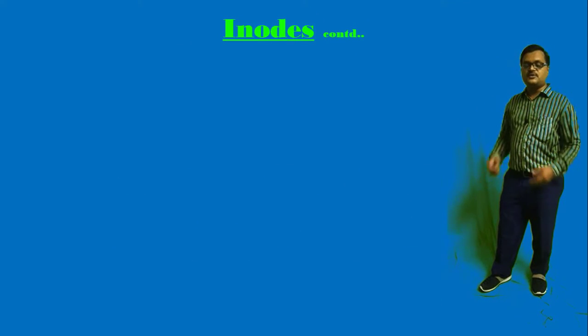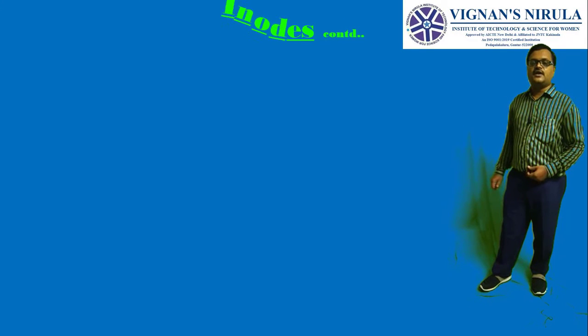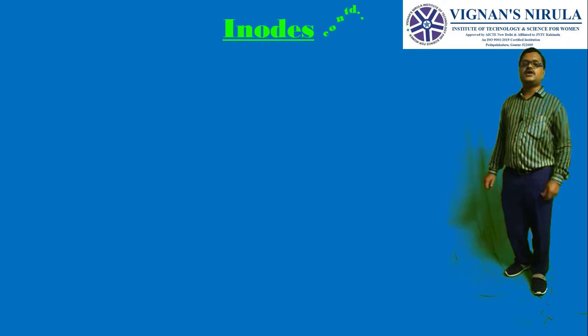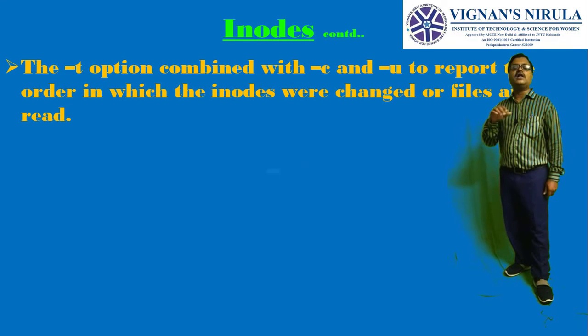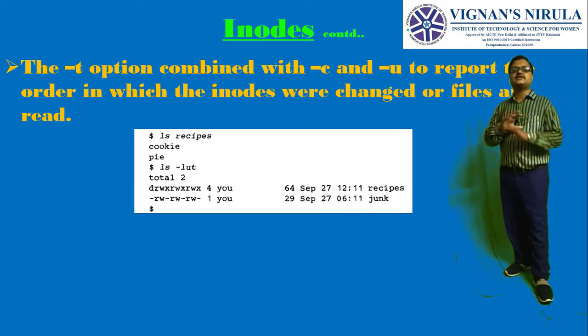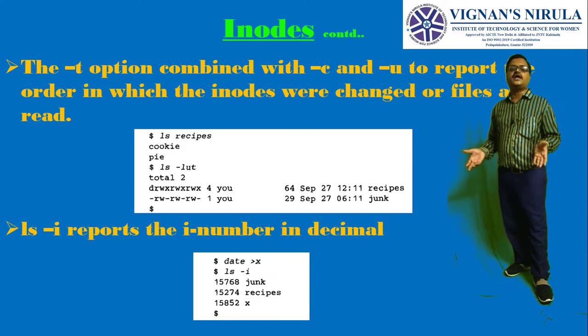After that, suppose we change the permission, what is the effect? That also can be seen. After that, we will see how to check the inode of a file. The inode of a file can be checked using the command ls -i. In this way, we will get the details of all the inodes. Not only a file, a directory also has an inode, either a file or a directory.